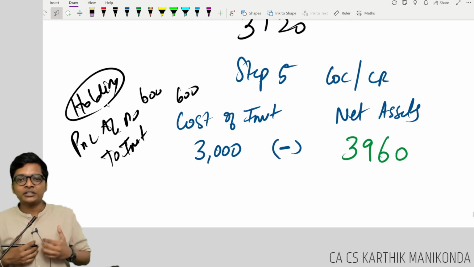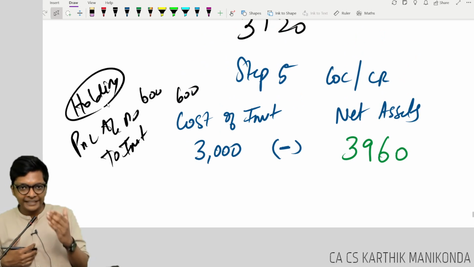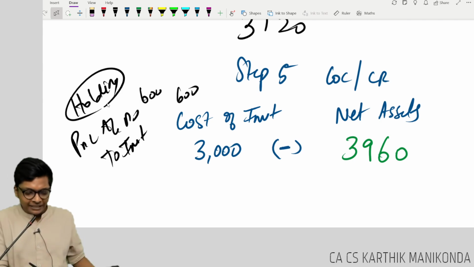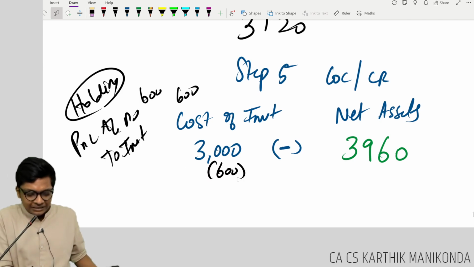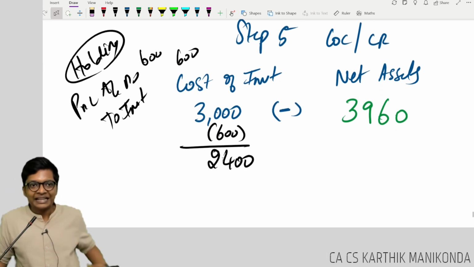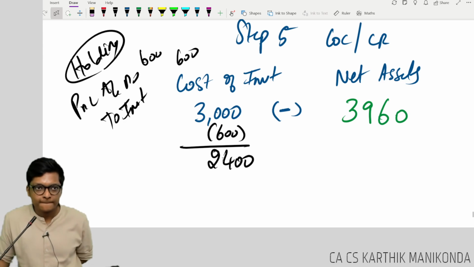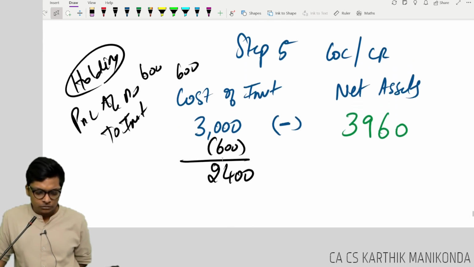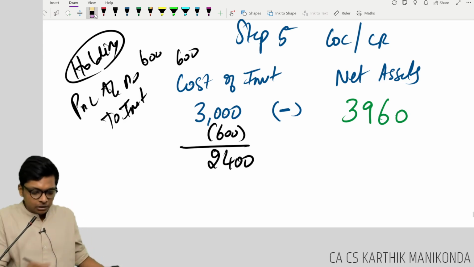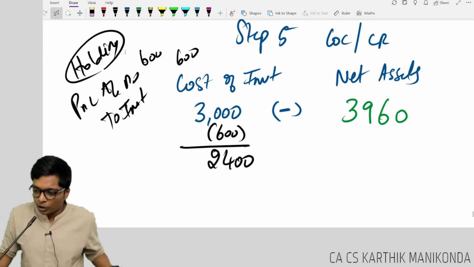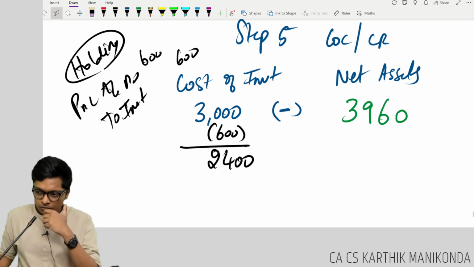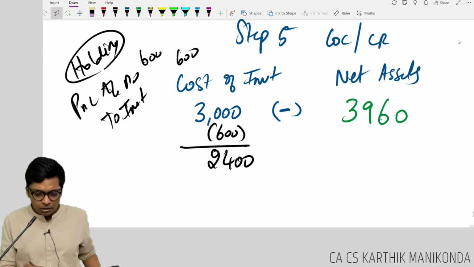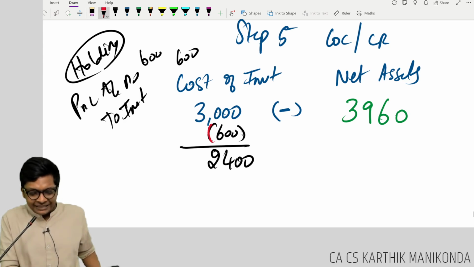Guys, are you getting confused? Hello? Second row, Pavitra, following. Sure. Less dividend, how much? 600. 2400. Compare with 3960. Correct. Yes. Online, do you have a doubt? Okay. Can I take 600 like this, guys?